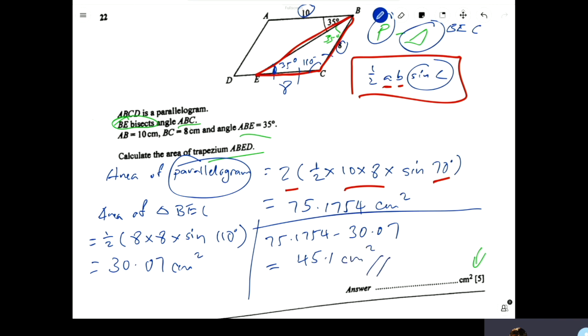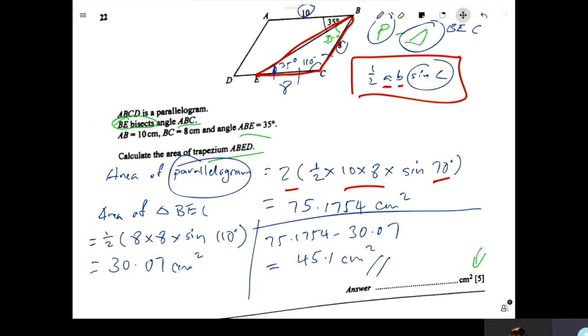Okay, can you take a look? Do you understand this one? Yeah. Ask me, got any other question? But why do you find the area of parallelogram first? Because I need to minus. I want to find the trapezium.